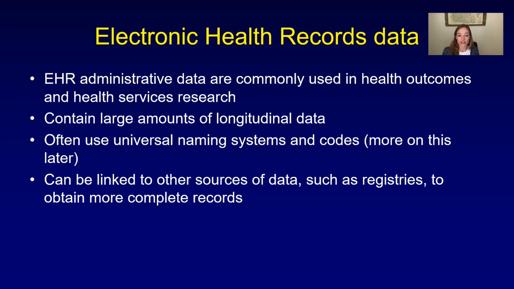They often contain universal codes or naming systems like diagnosis codes, international classification of disease codes that we're all familiar with, common procedure codes, things like that. And then importantly, they can be linked to other sources of data. So for example, registry data, which might have more detailed information on a patient's disease status or comorbidities or important exposure variables. Next slide.